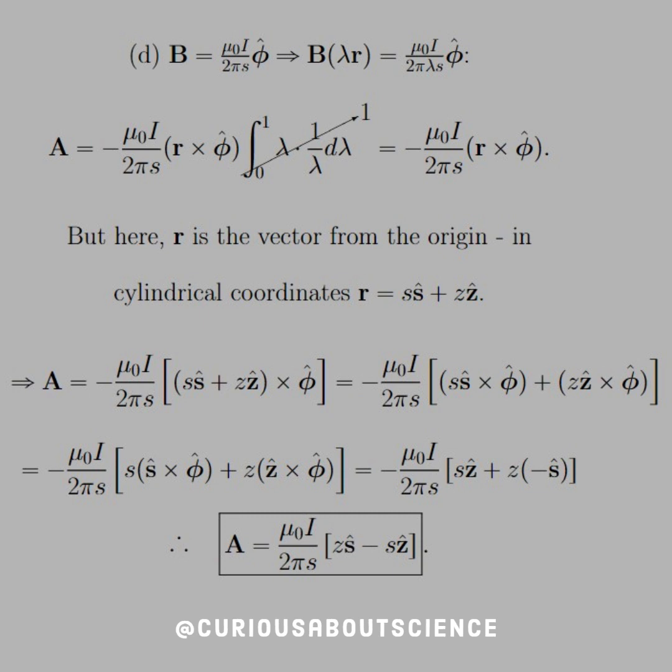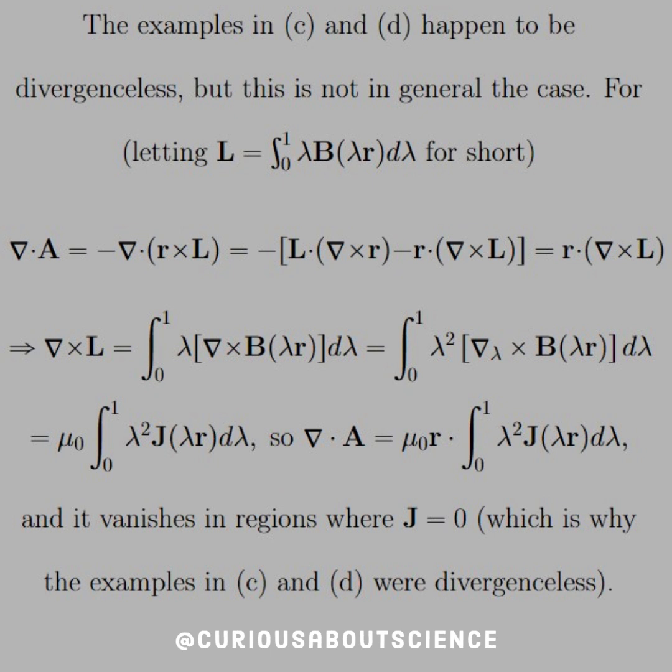All right, whatever. So next we see that A equals negative mu naught I over 2 pi s times the cross product, so we just distribute that, factoring out the constants s and z respectively, and now we know that s hat cross phi hat goes to z hat, and z hat cross phi hat goes to negative s hat. Okay, and then we're able to simplify down to A equals mu naught I over 2 pi s times z s hat minus s z hat. Now, a little more discussion on this shows that the examples in C and D happen to be divergenceless, but this is not in general the case.